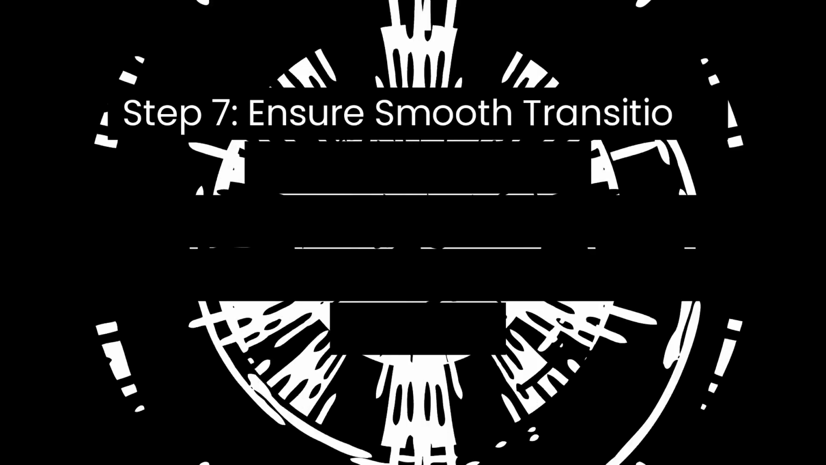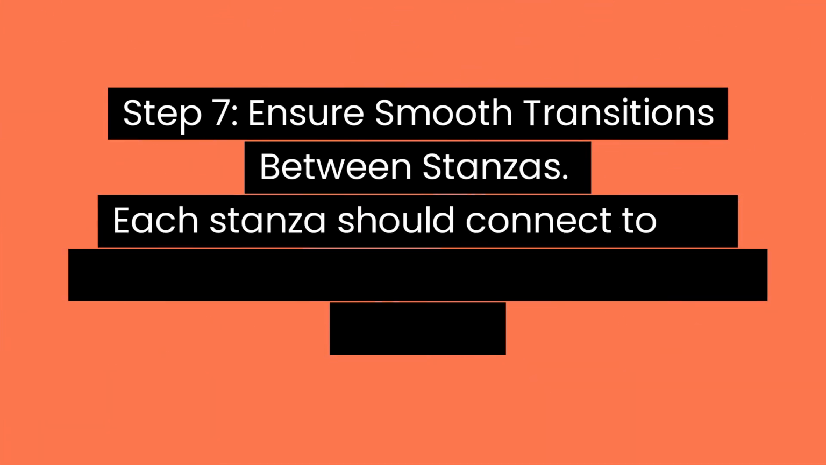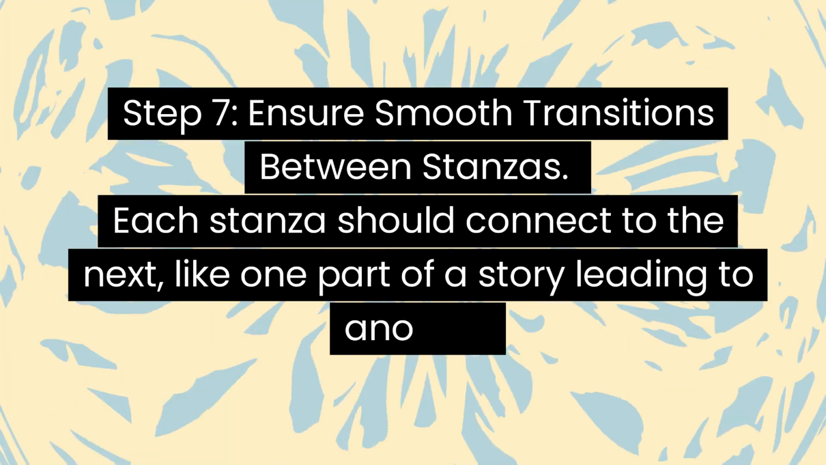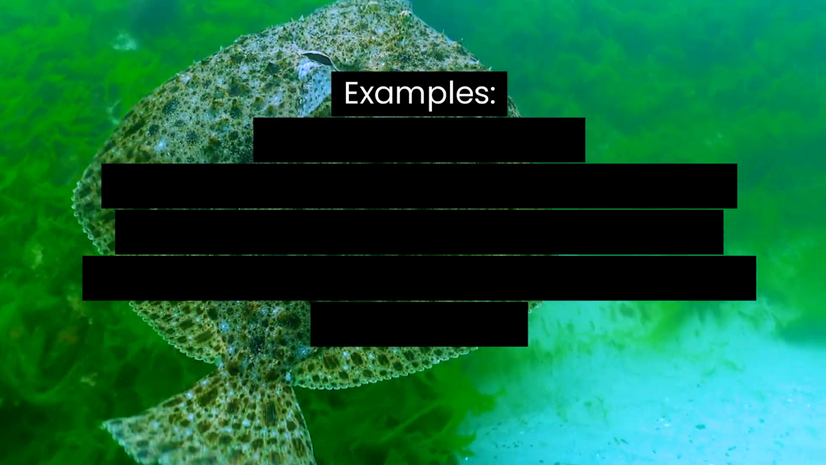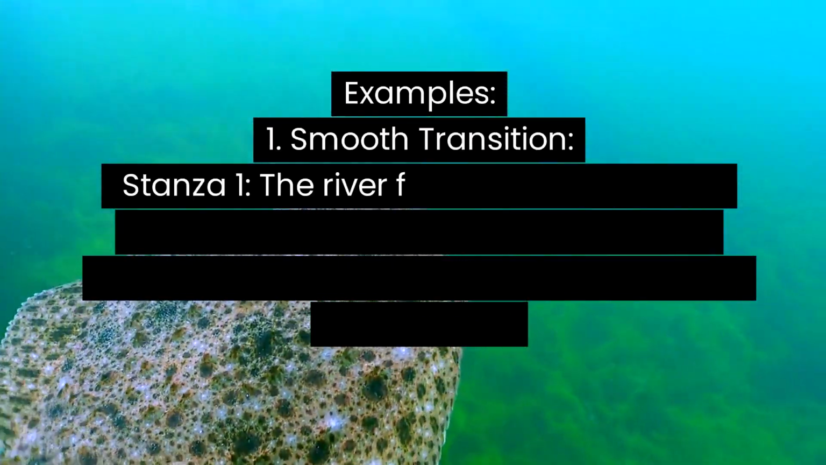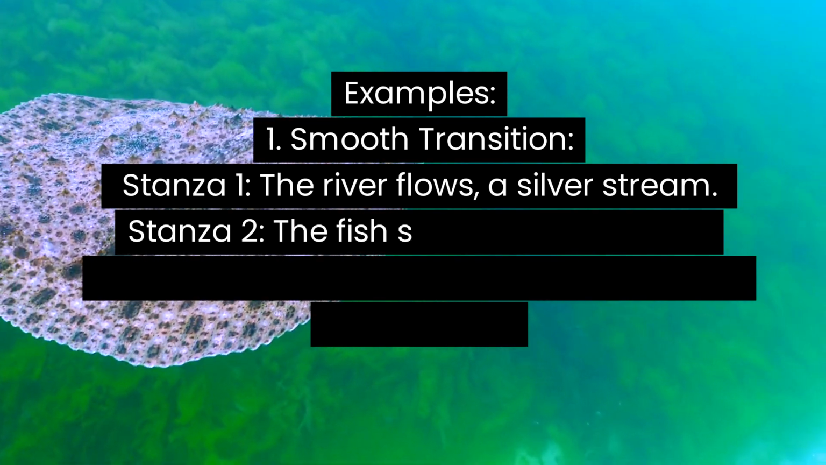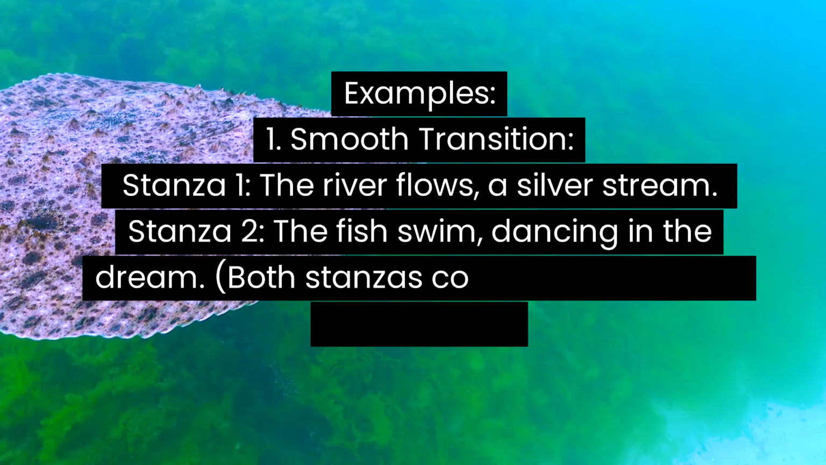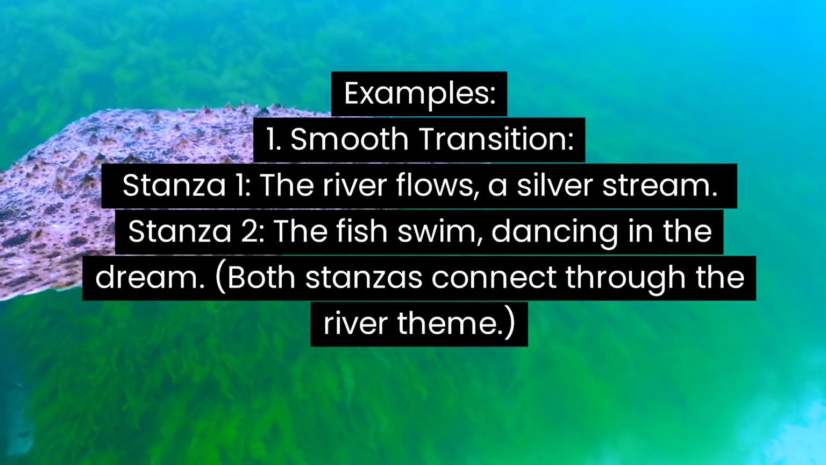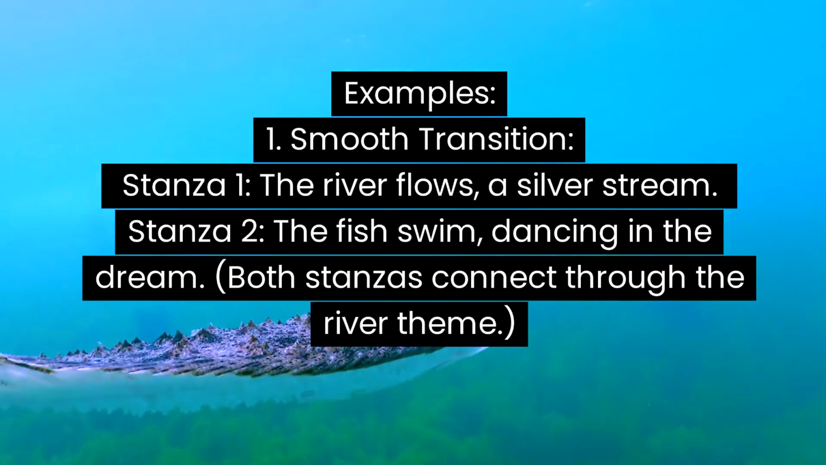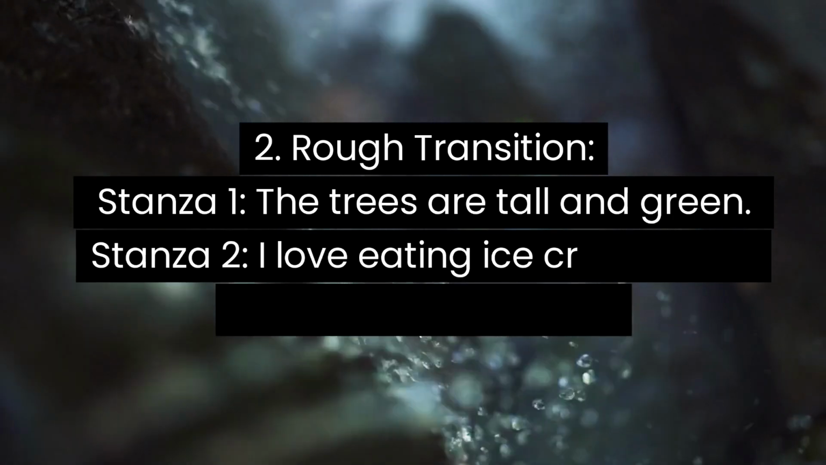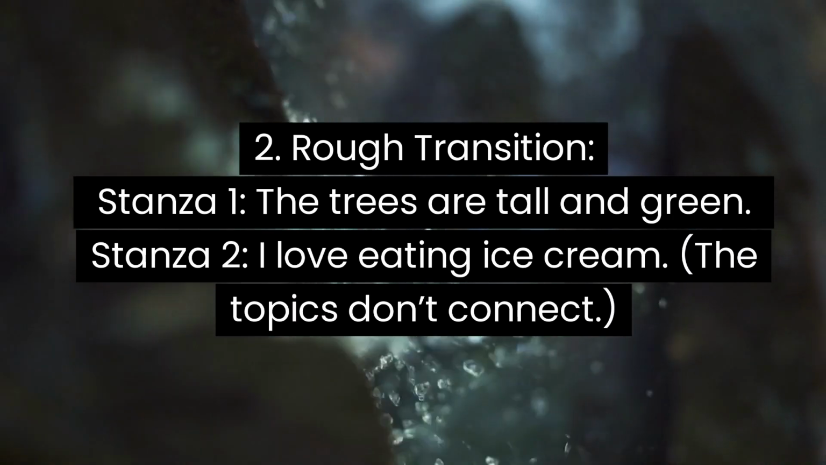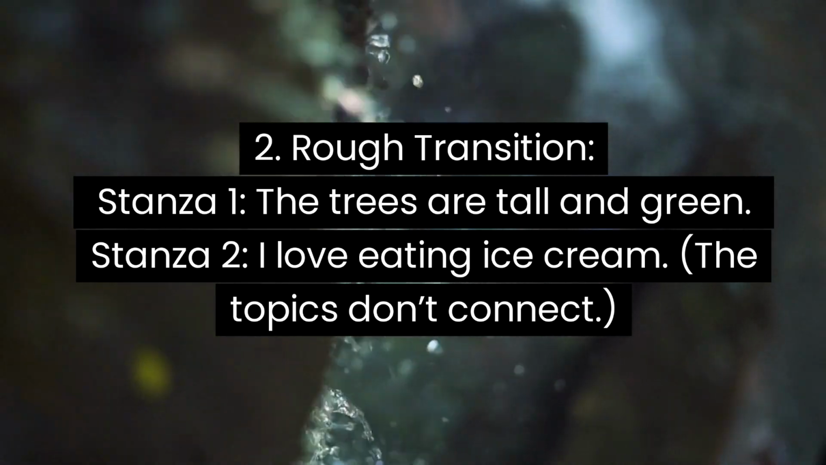Step 7. Ensure smooth transitions between stanzas. Each stanza should connect to the next, like one part of a story leading to another. Examples. 1. Smooth transition. Stanza 1: the river flows, a silver stream. Stanza 2: the fish swim, dancing in the dream. Both stanzas connect through the river theme. 2. Rough transition. Stanza 1: the trees are tall and green. Stanza 2: I love eating ice cream. The topics don't connect.